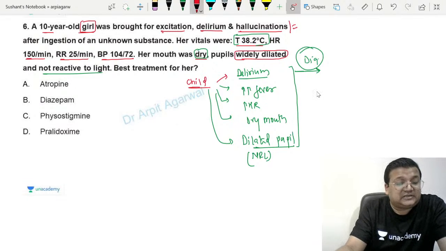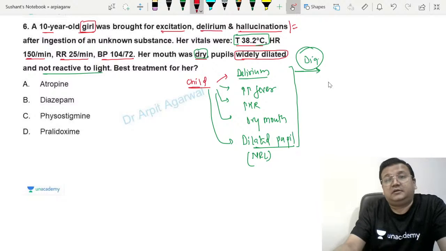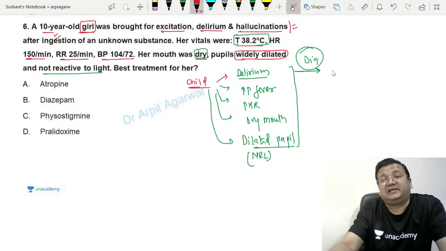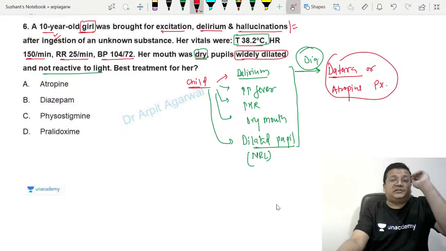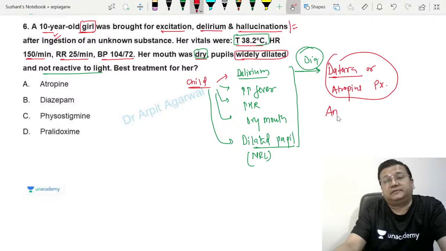So this is, yes, unknown substance she has ingested. So most likely the girl has ingested datura. So we can say this is datura or same symptom, atropine poisoning. Atropine poisoning. So what are the principal features of anticholinergic poisoning?